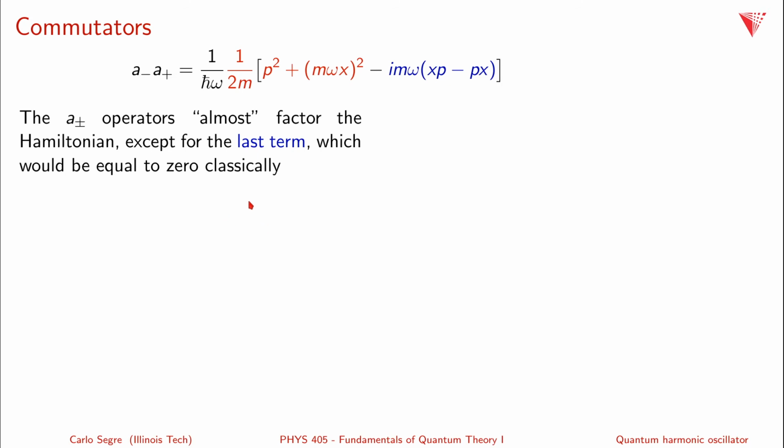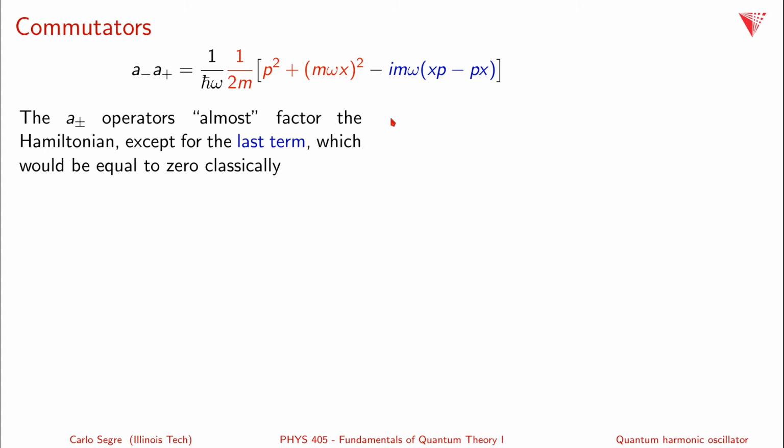Now, the a plus minus operators in this form almost factor the Hamiltonian, because if you look at what the Hamiltonian was, it's all the stuff in red. That is 1 over 2m, p squared plus m omega x quantity squared. And so this could be the Hamiltonian. The problem is you have this term in blue left that is not the Hamiltonian, that is not 0.